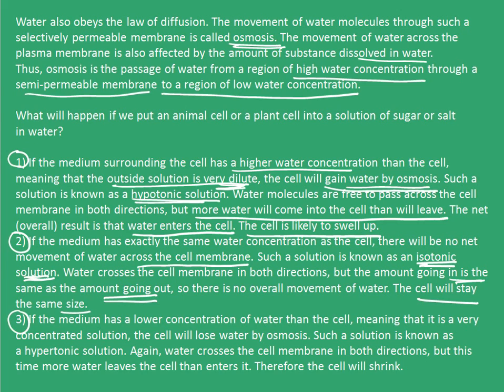The third case is if the medium has a lower concentration of water than the cell, which means that it is a very concentrated solution. In this case, the cell will lose water by osmosis. Such a solution is known as a hypertonic solution. Again, water crosses the cell membrane in both the directions, but this time more water leaves the cell than what enters it. Therefore, the cell will shrink.